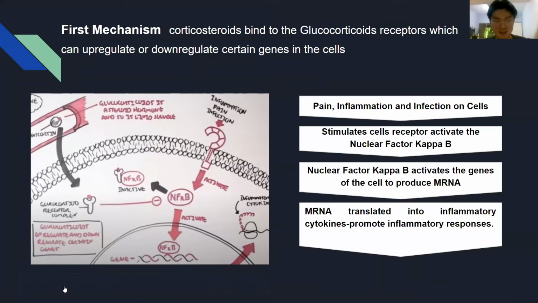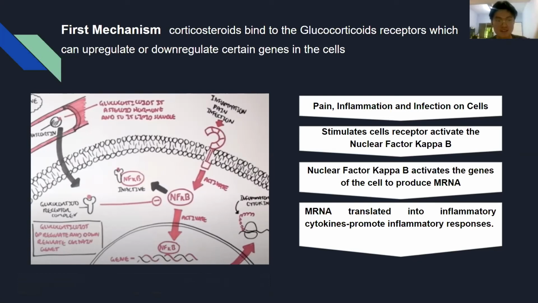The first mechanism is where the corticosteroid will bind to the glucocorticoid receptor, which can upregulate or downregulate certain genes in the cell. So the first mechanism basically happens when we have pain, inflammation, and infections on the cell. This will stimulate the cell by receptor, which will activate the nuclear factor kappa B. The nuclear factor kappa B activates the gene of the cell to produce mRNA. Then the mRNA will be translated into inflammatory cytokines, which will promote inflammatory response on the cell.